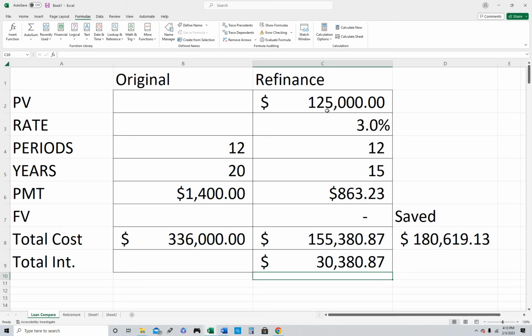So the total interest that you paid is $30,380.87. So you've got your original loan of $125,000 plus your interest of $30,000, and that's going to equal your total cost.